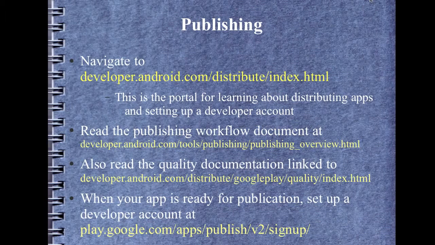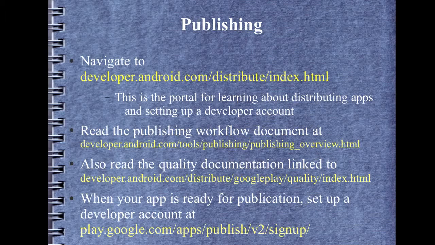The first of these documents is at developer.android.com/tools/publishing/publishing_overview. This gives you the workflow steps to get an app ready for publication. It tells you things like remove the debugging from the Android manifest file, remove all the log statements. It tells you things about getting an application ready to actually be published for Android.